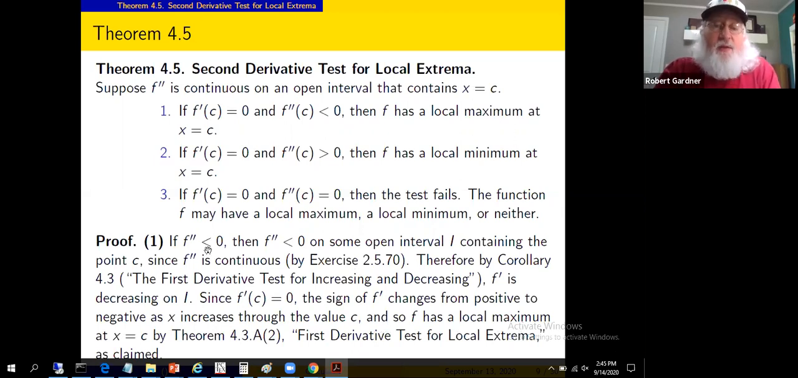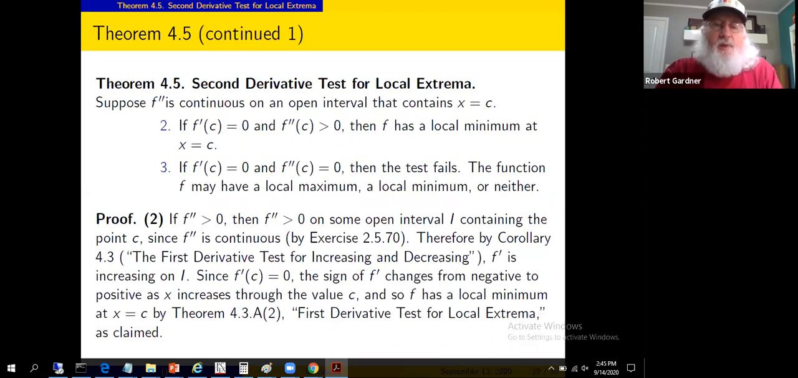But in the event that the second derivative is negative, we get this kind of behavior. Part 2 will be basically the same thing, except now f prime is increasing because this time the derivative of f prime, f double prime, is positive. So f prime itself is increasing. We've hypothesized f prime of c is 0.